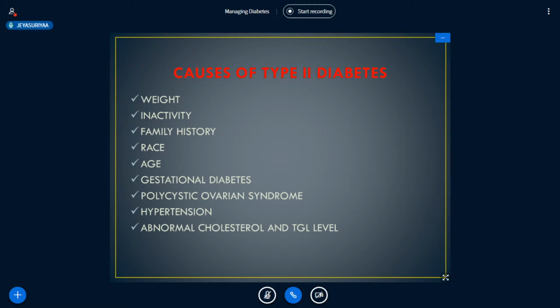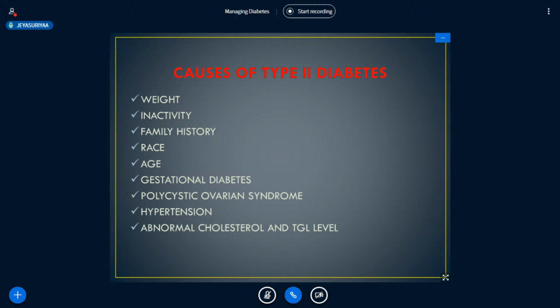Actually, to be more clear, researchers don't fully understand why some people develop pre-diabetes and type 2 diabetes and why others don't. It's clear that certain factors increase the risk, including weight, inactivity, family history, race, age, gestational diabetes, and so on.